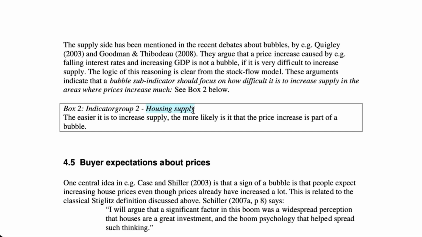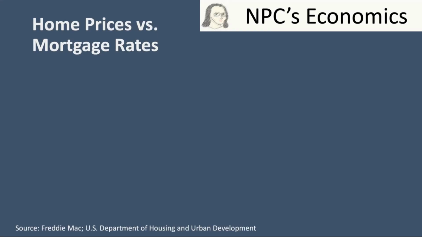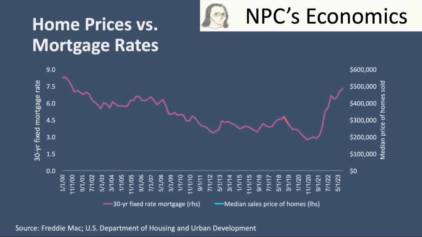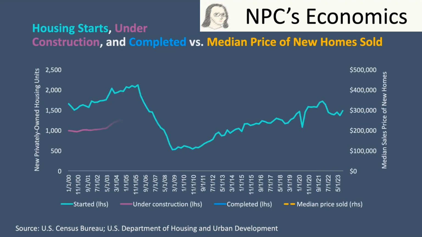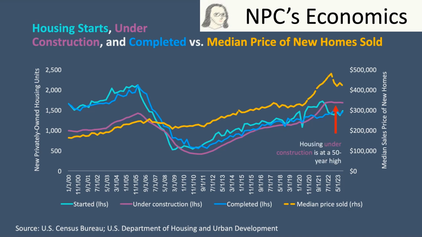Two: the easier it is to increase supply, the more likely it is that the price increase is part of a bubble. If interest rates fall, it would theoretically lead to an increasing demand for housing. In the short run, with given supply, this leads to higher prices. The higher prices would then lead to increased profitability in housing construction and thus increased supply. The prices fall to a level that is determined by the level of construction cost.